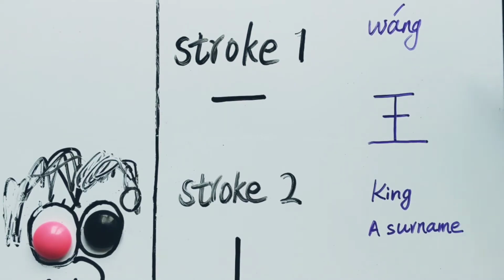Wang, which means the king. This is also a very popular surname in China, Wang. As you can see, you can also understand it this way. It's the character for number 3, 3 horizontal lines. And right in the middle, you put on a vertical line, and it's all well connected here.